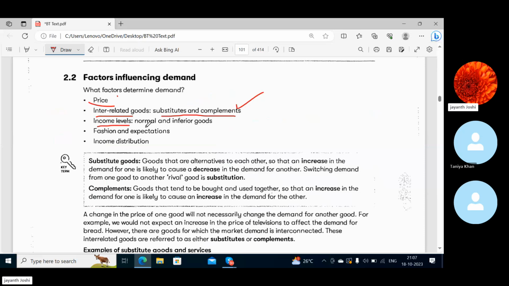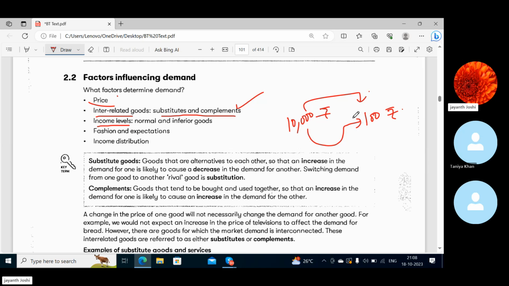Income levels, that means when your income is more or less. Let's say a small example. You are drawing a salary of 10,000 rupees per month and you go with your younger brother or sister to a grocery shop and he or she demands chips. One chips packet is 100 rupees. So you say, we will just adjust with one chips packet. Why are you doing that? Because your income is 10,000, that is not permitting you to buy more, right?